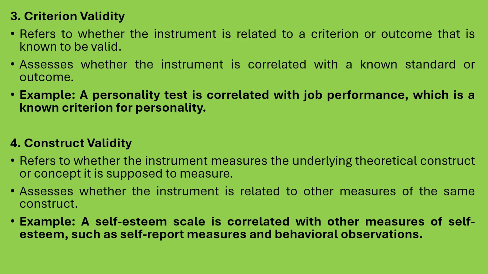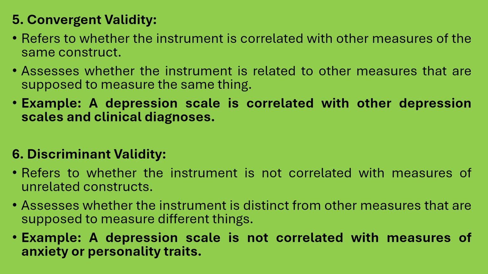The fourth one is called construct validity, and it refers to whether the instrument measures the underlying theoretical construct or concept it is supposed to measure, and it assesses whether the instrument is related to other measures of the same construct. An example can be a self-esteem scale that is correlated with other measures of self-esteem such as self-report measures and behavioral observations.